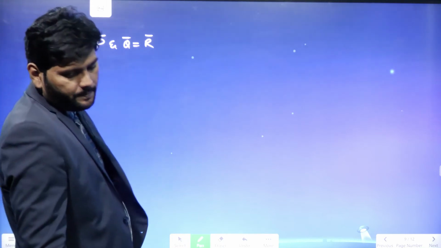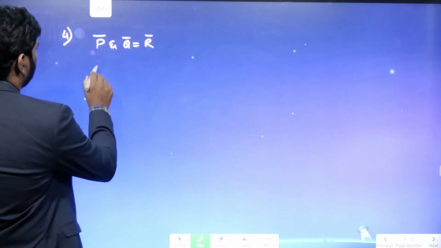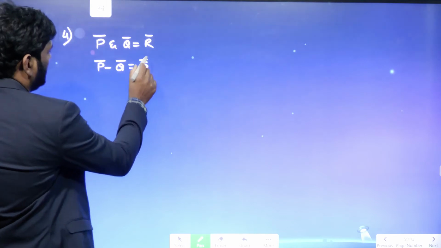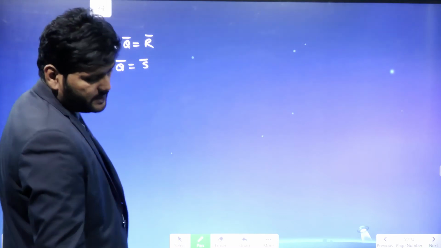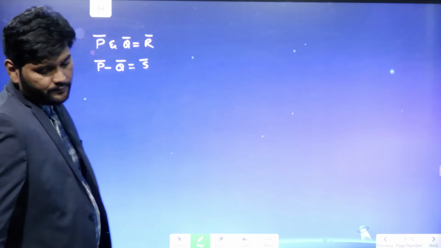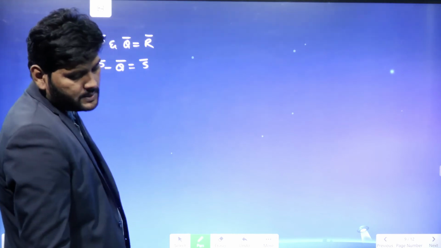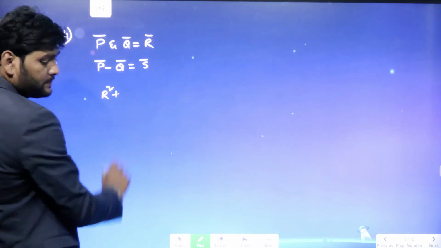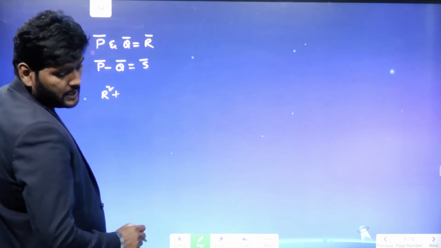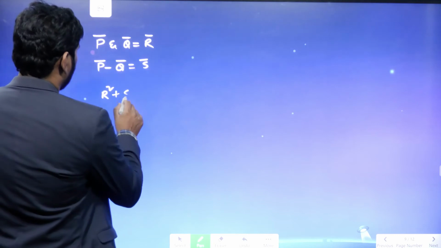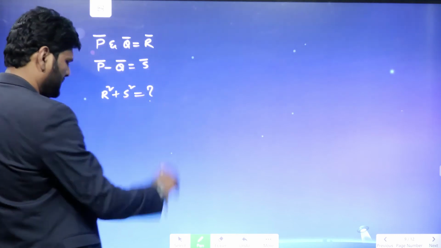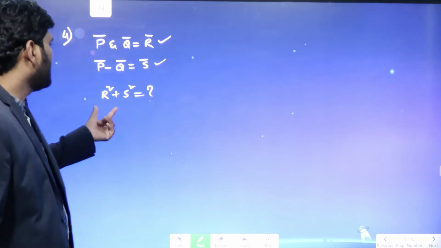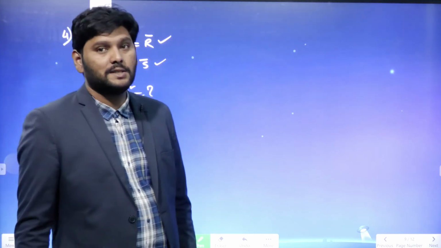Now in a similar way, P minus Q bar is equal to S bar. Then they are asking, R square plus S square value is how much? This is our question. They gave these two conditions and are asking to find R square plus S square.